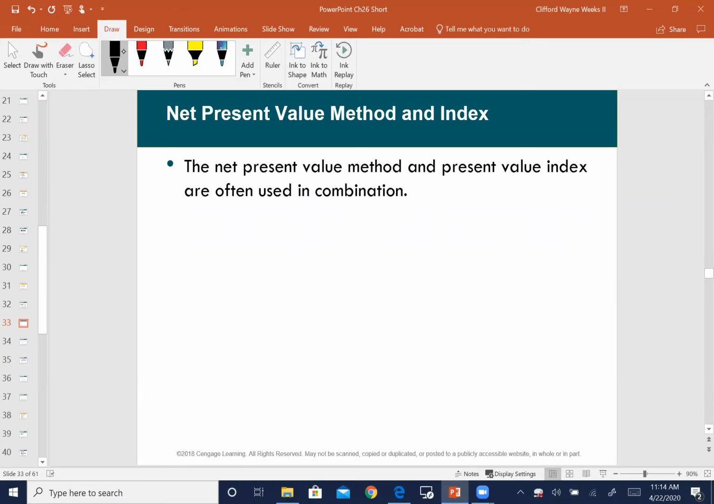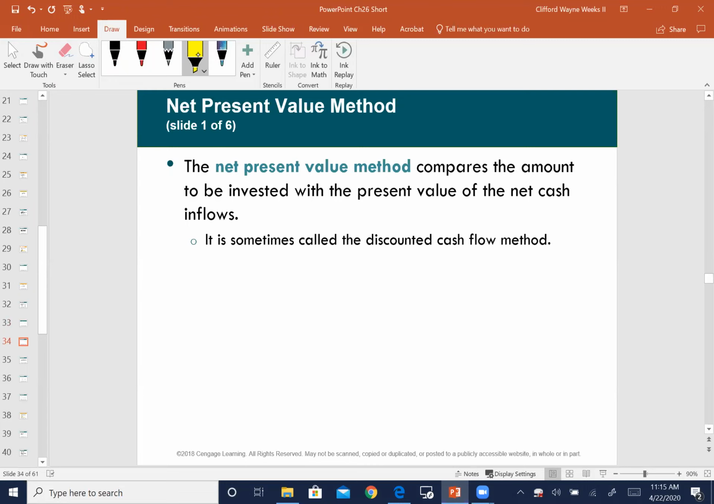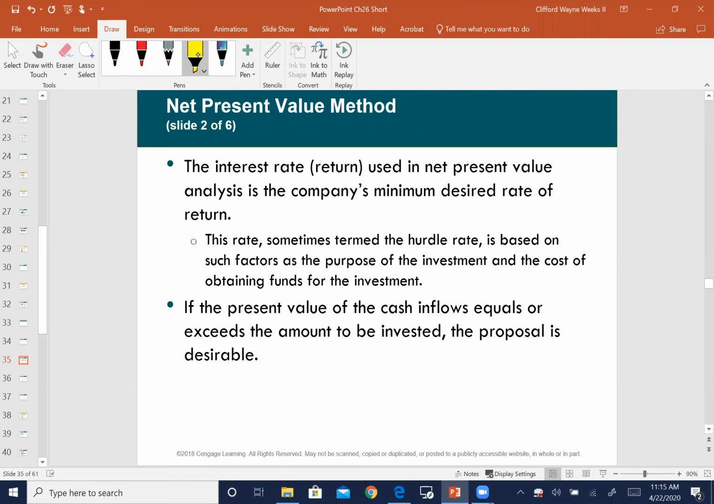So the two methods that take into account the time value of money are the net present value method, and as I said, this one is the best. If this one conflicts with any of the other ones, you ignore the other ones and you stick with this method. The net present value method and the present value index are often used in combination. The net present value method compares the amount to be invested with the present value of all the future net cash inflows. It's sometimes called the discounted cash flow method.